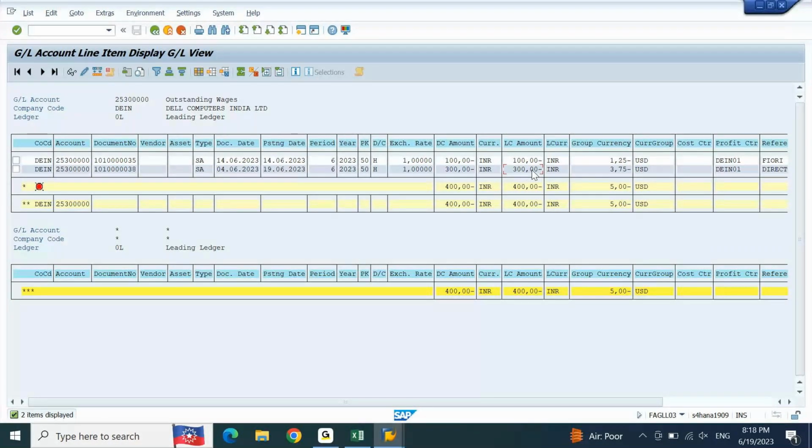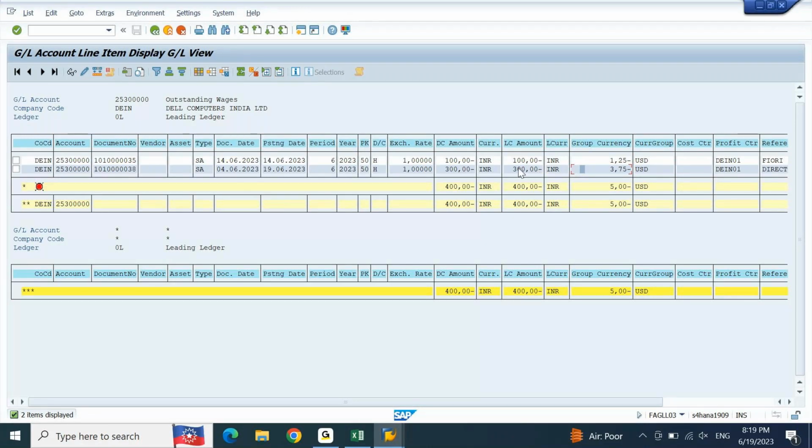Now I wanted to remove this 300. Removing of this 300 is called clearing entry, or removing of this 300 is called GL clearing or account balance clearing. In short, clearing transaction or clearing entry. To perform the clearing entry, what do we need to do? Currently, does this account have a 300 debit balance or credit balance? Credit balance. Outstanding, it's a credit balance. Right, this 300 is a credit balance.